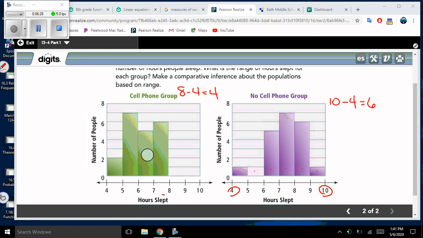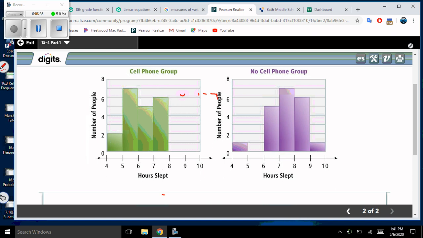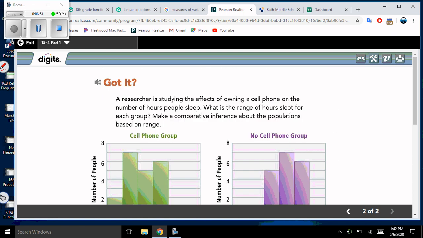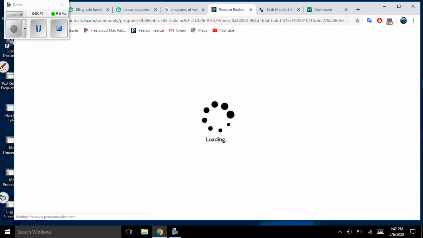So, all right, and again, just to verify what they are saying or what they might be looking for, let's take a look real quickly at what they said the answer is. And you can see that the numbers that they came up with are the same as ours. And so their inference is that the population that owns a cell phone sleeps more consistently in terms of the number of hours than the population that doesn't own the cell phone, which is pretty much what we said that they said. That's what the data tells us. Like I said, I would tend to disagree with that.